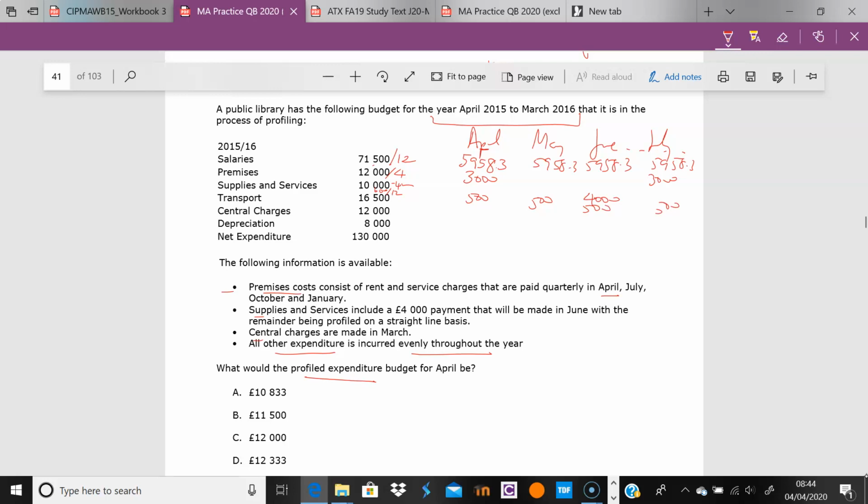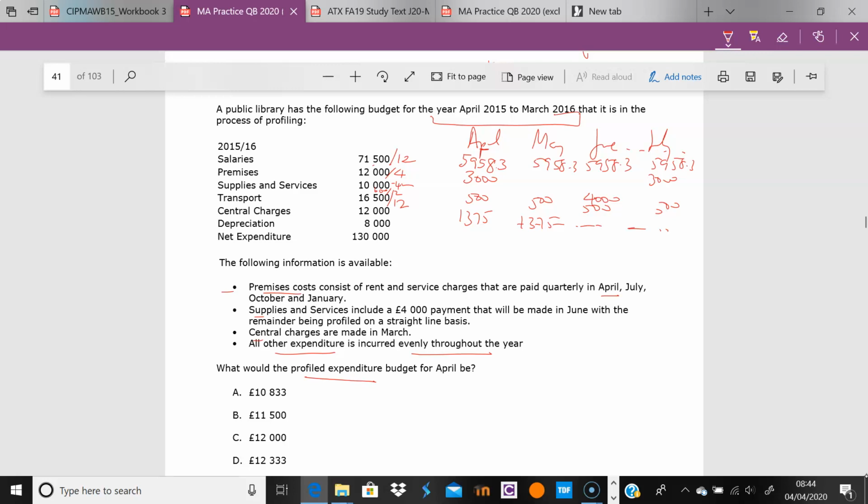Transport, nothing on transport here, so I know I'm just going to divide that by 12. So 16,500 divided by 12 gives me 1375. I have 1375, and so on, 1375 going all the way. Central charges, I can see here, it says these are made in March. So I know that this is going to go all the way in March. So nothing in April. March, if you like, 2016, so to speak, yes.